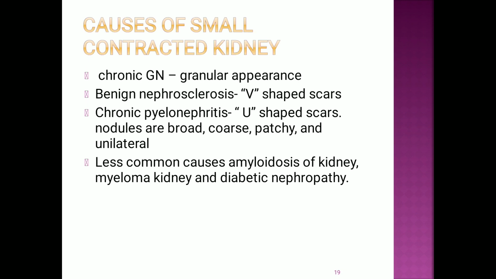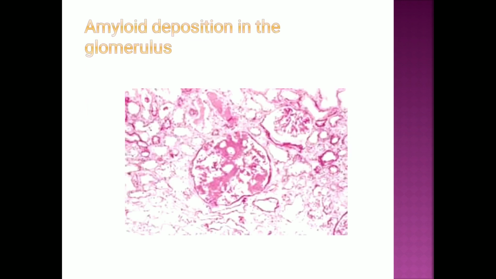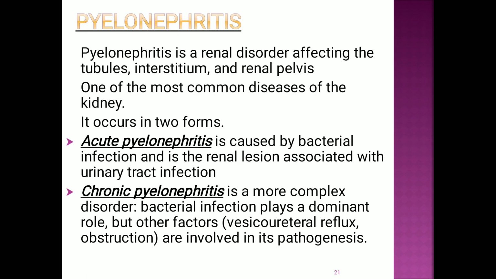Causes of small contracted kidney: chronic glomerulonephritis, granular appearance; benign nephrosclerosis, V-shaped scars; chronic pyelonephritis, U-shaped scars. Nodules are broad, coarse, patchy, and unilateral. Less common causes are amyloidosis of kidney, myeloma kidney, and diabetic nephropathy. The figure shows amyloid deposition in the glomerulus.